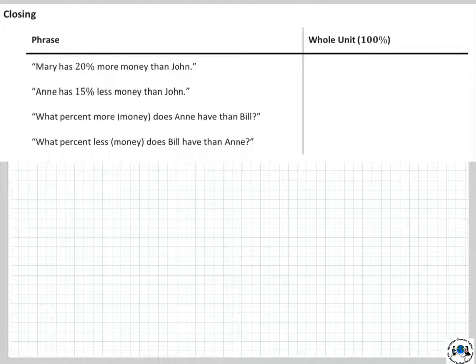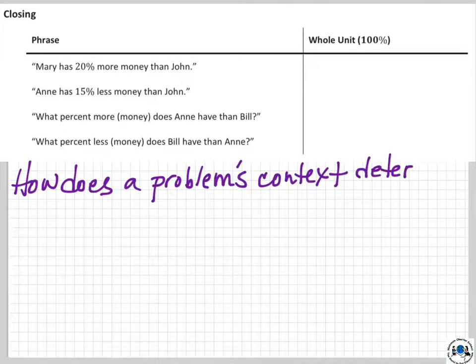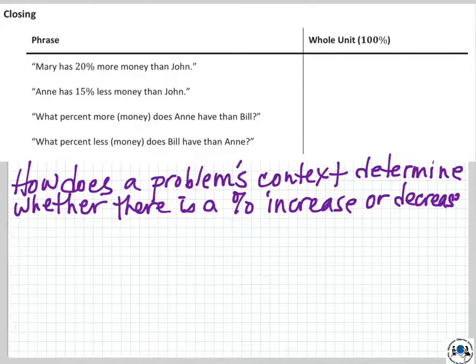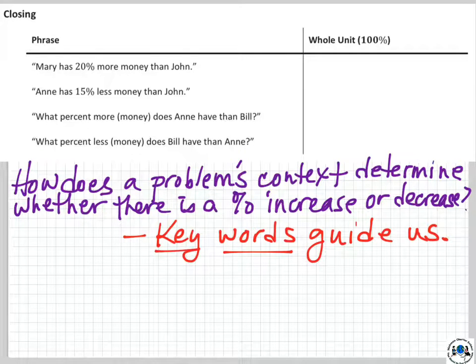Okay, so something to think about. How does a problem's context determine whether there is a percent increase or decrease? The keywords will guide us, okay? And we saw that throughout this lesson. The keywords were our guide when we looked at increase or decrease, before and after, original amount, current amount. All of those words will guide us, okay?